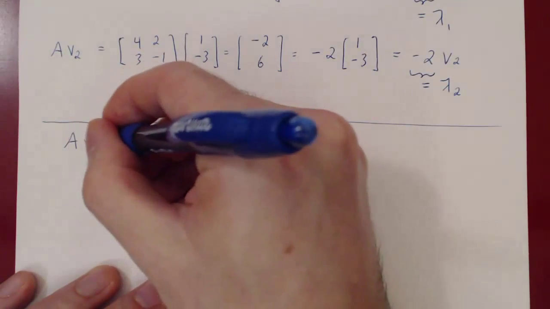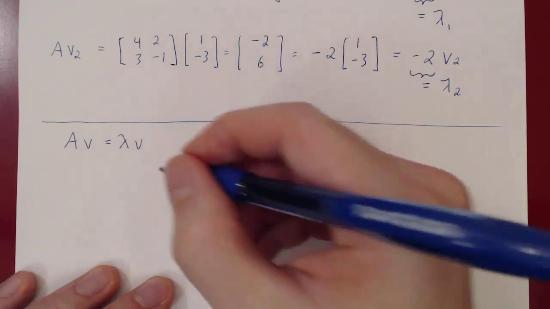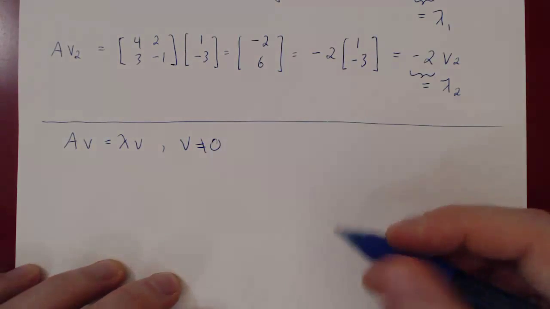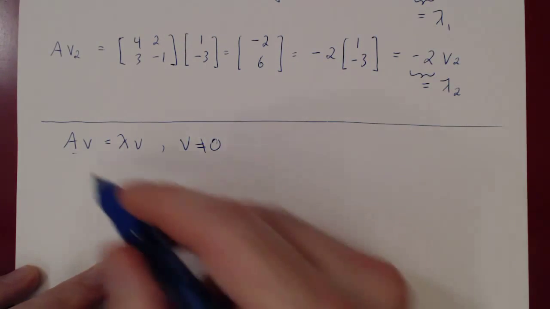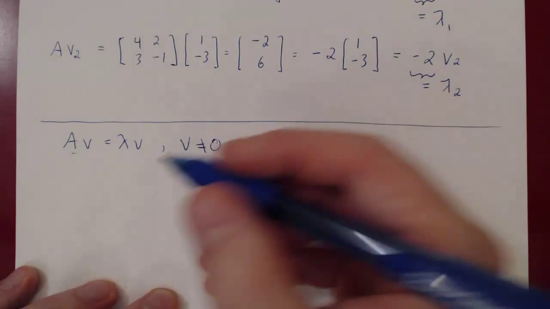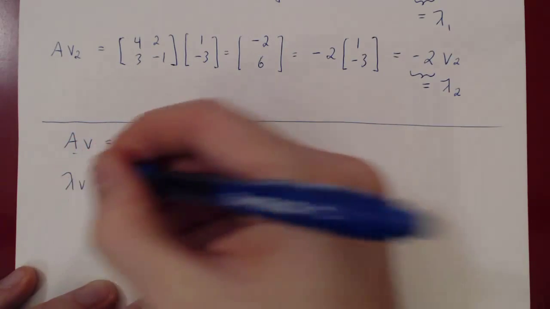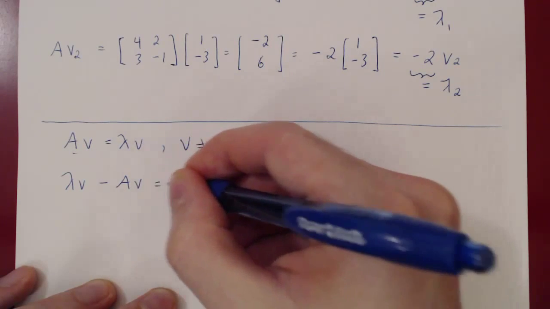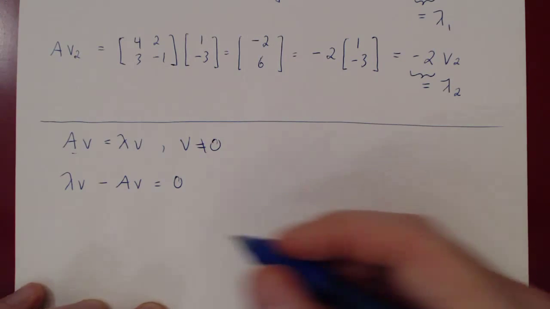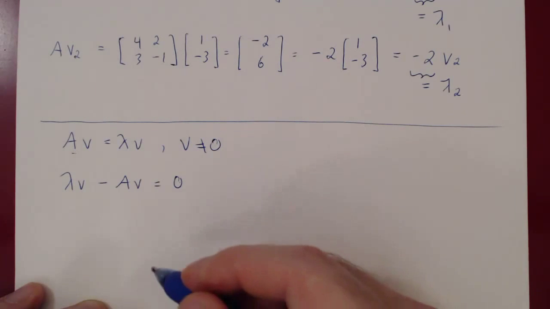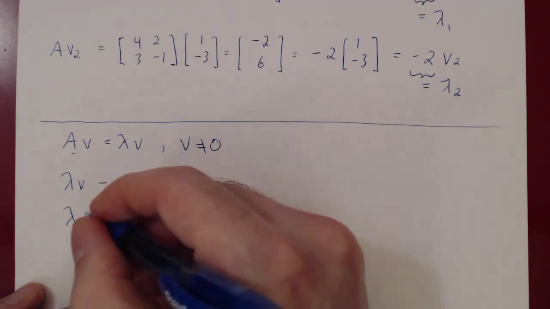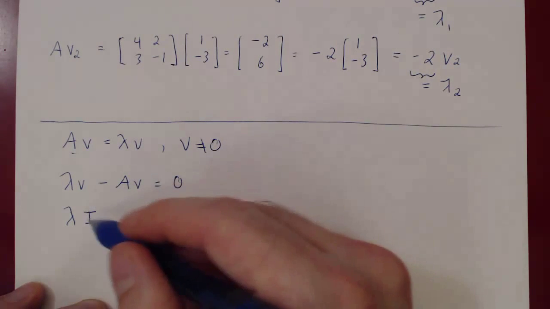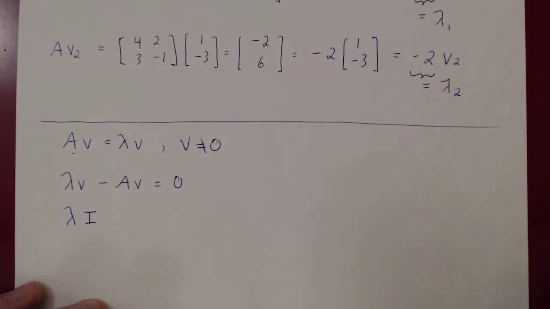A times v must equal lambda v, keeping in mind that v must be a non-zero column vector. Well, let's rearrange this. Subtract Av on both sides. Therefore, lambda v minus Av has to be the zero vector. Lambda times v, write v as I times v. So I here, since A is an n by n matrix, will be the n by n identity matrix.